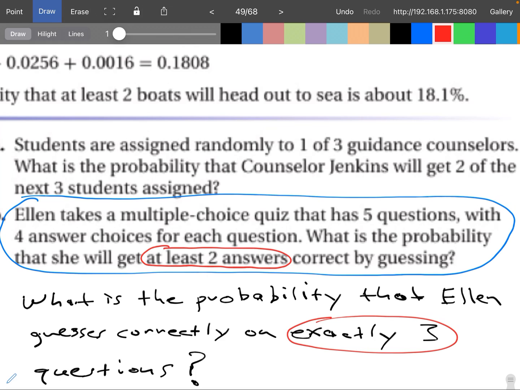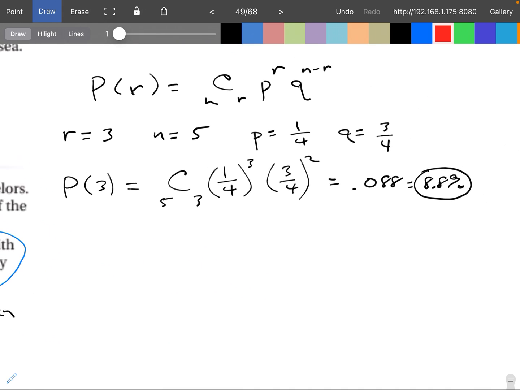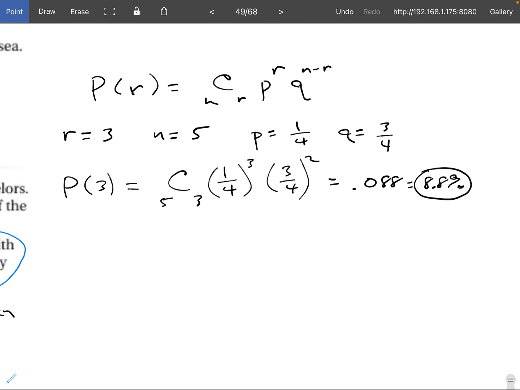Well, if she's going to get at least 2 answers correct, then she could get 2 correct, or she could get 3 correct, or she could get 4 correct, or she could get all 5 correct, right? That's what at least 2 means. Now, the rest of the setup here is going to be the same, okay? There's still going to be 5 trials, right? 5 questions. The probability of success on each trial or each question is going to be 1/4. The probability of failure on each question is going to be 3 out of 4. So that part doesn't change, okay?